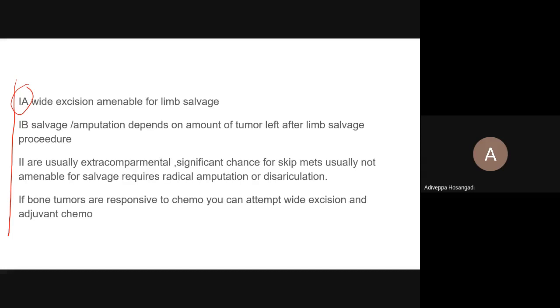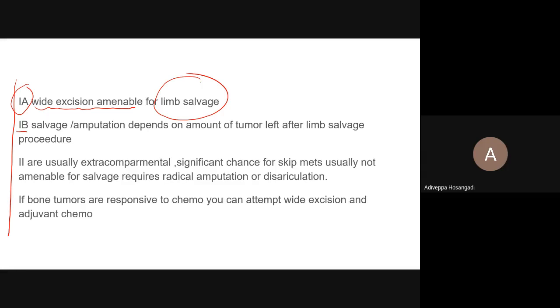So what do you do? You do wide excision. You can save the limb. Okay, wide excision, you can save the limb. 1A is very, very good, you can save the limb. So what happens in 1B? It is low grade and extracompartmental.